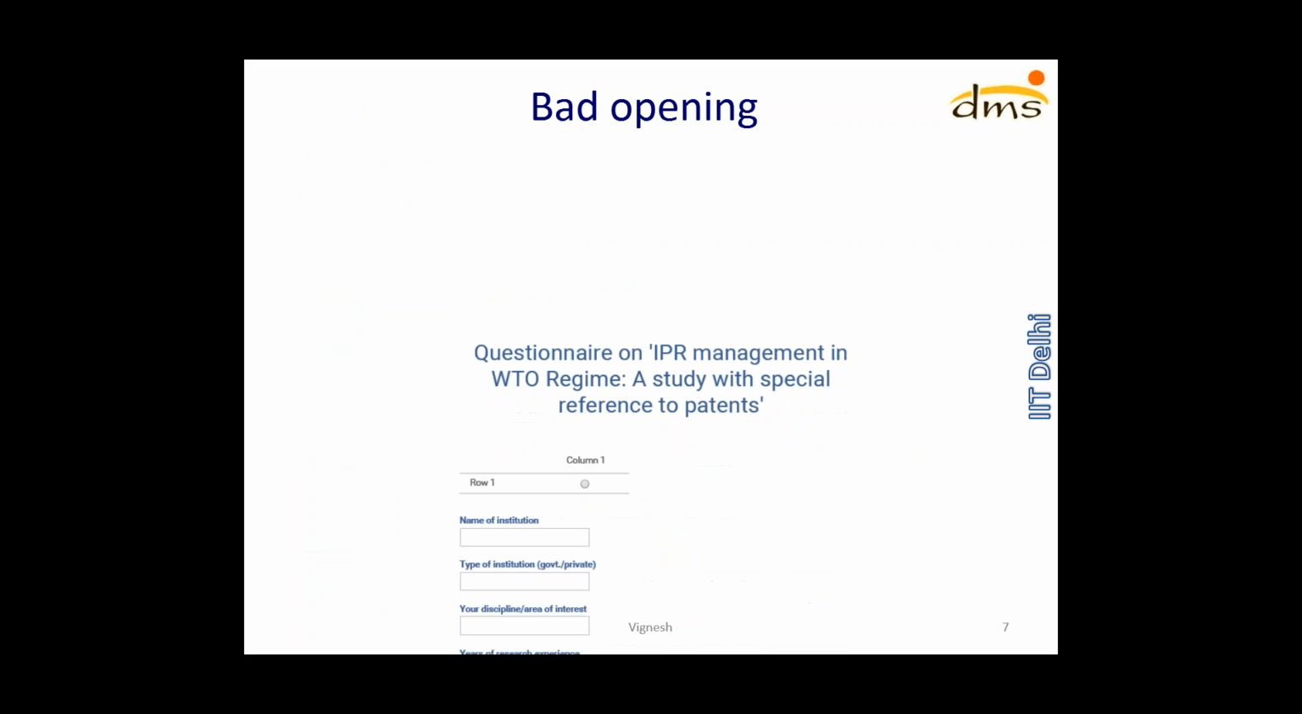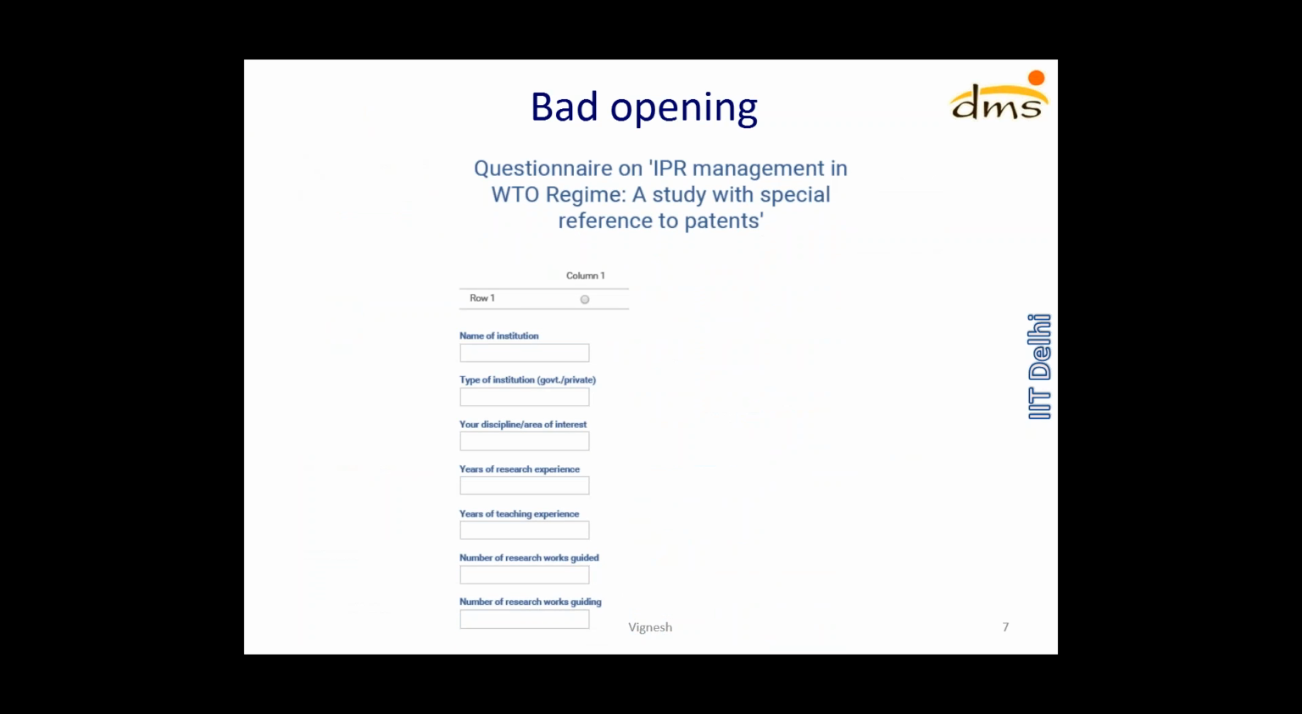So I'll show the questionnaire. There is a bad cover, and there is a bad opening. When I clicked on the link, this is what I see. I see a questionnaire on IPM management in WTO regime. Now I read the cover, but I forgot about the content. When I open this link, I do not remember anything. So ideally, some amount of information should be repeated in the display. When I look at this questionnaire, I do not see any information about the study. It is a badly constructed questionnaire.